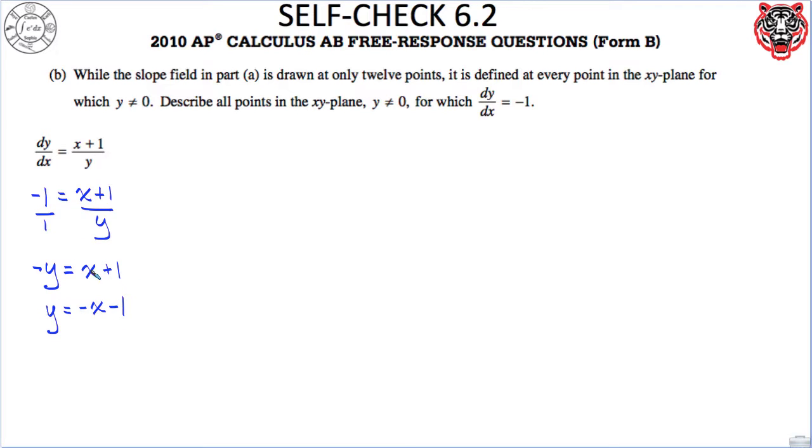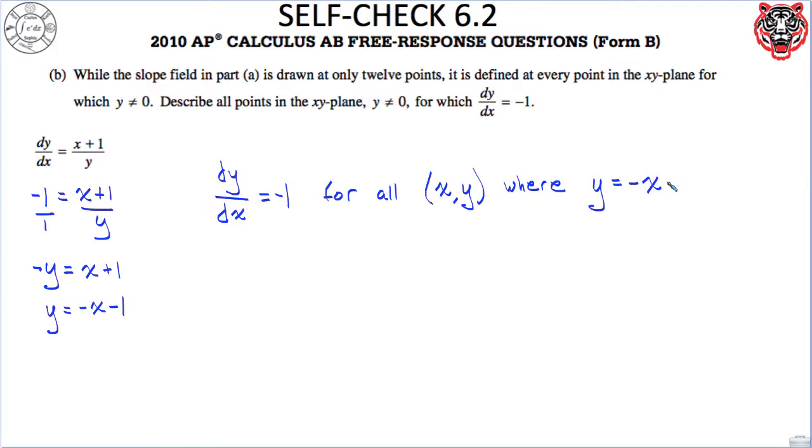That is the equation. I guess both of these are correct, but this is the equation that describes this relationship. Every single point that satisfies this, this slope is generated by this equation. So how do we say that in math? We say it has a slope of negative 1, so dy/dx equals negative 1 for all values of x and y satisfied by that equation. For all x, y pairs where we have this equation, where y equals negative x minus 1.